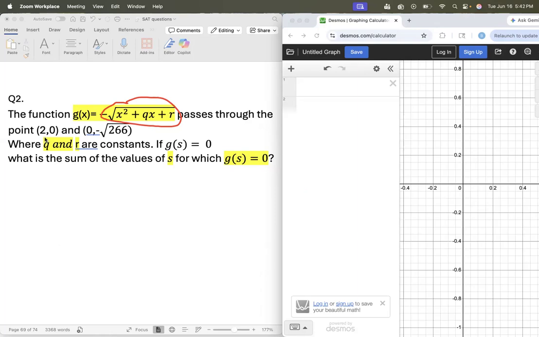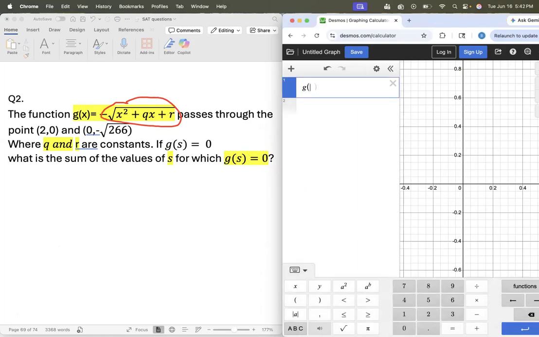It passes through the points (2, 0), (0, negative 2), and (6, 6), and q and r are constants. If g of x is equal to 0, what is the sum of the values of x for which g of s is equal to 0? A bunch of rubbish. Don't worry about it. They try to confuse you. What you need to do is first input the function and tell Desmos, this is what I'm dealing with. This is the problem I have, and I need help with that. So you input this into the system, and you have s squared plus qs plus r.